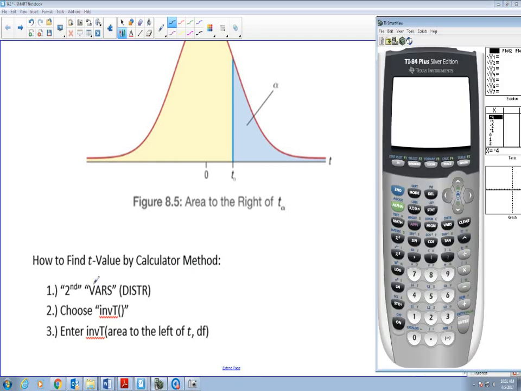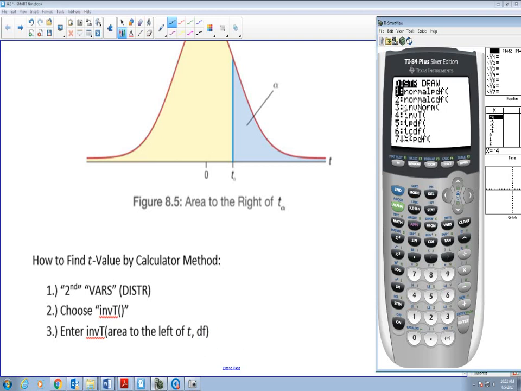To find the t-value, we will go back to second distribute and choose number 4, called inverse t. Remember, inverse norm gives me the z-score, so inverse t gives me the t-value. What I put under the inverse t is the area to the left, comma, degree of freedom. You've got to know the degree of freedom. Type in the area to the left, then comma, degree of freedom.